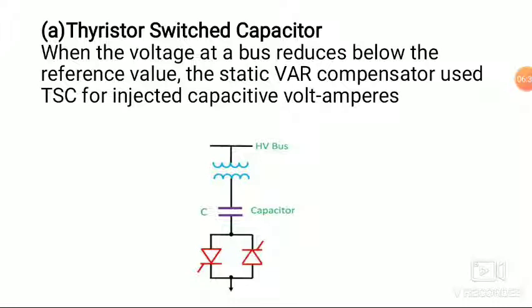The next is thyristor switched capacitor. The thyristor switched capacitor is used in EHV lines for providing leading VAR during heavy load. The current through the capacitor can be varied by controlling the firing angle of back-to-back thyristors connected in series with the capacitor. When the voltage at a bus reduces below the reference value, the static VAR compensator uses TSC for injecting capacitive volt-ampere reactive. Thank you.